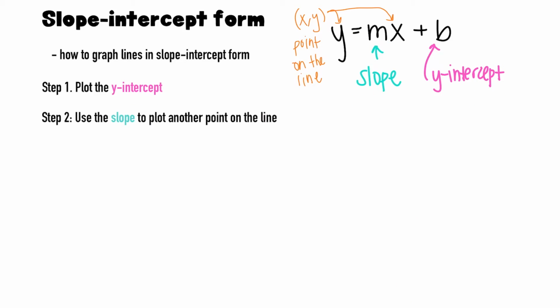So as we said, our first step is to plot the y-intercept. So now we have 1 point on our line. To create the rest of the line, we have to use the slope.